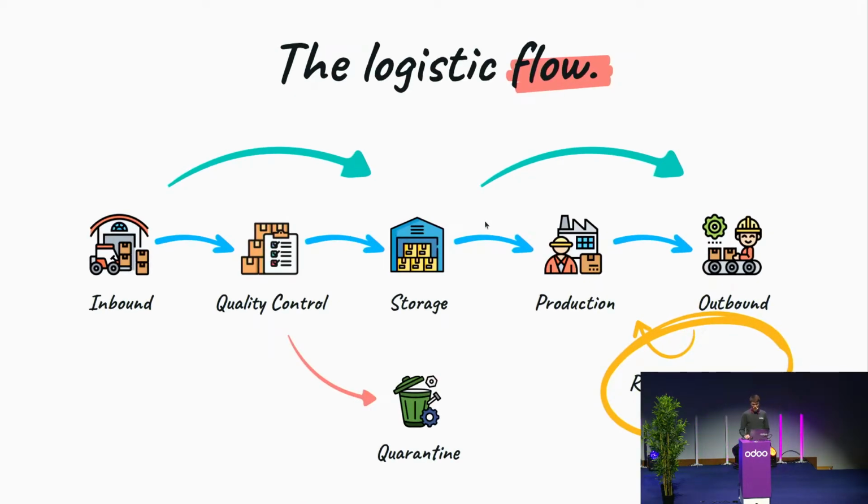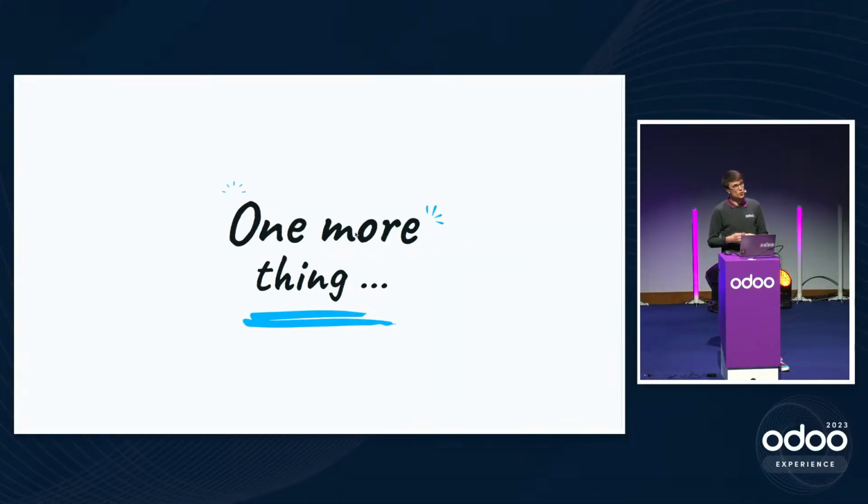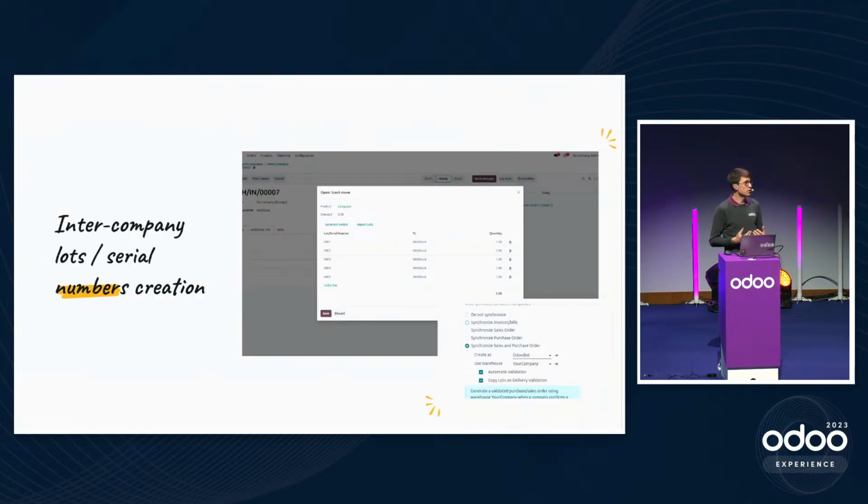So we saw a full flow here from end to end. And there is one more thing that I won't be able to show because time is definitely limited here. But something interesting that some persons were expecting, I believe, is the fact that you can now copy-paste lot serial numbers from intercompany transactions. So from one SO to one PO or the opposite. So you have now the ability to do that intercompany.